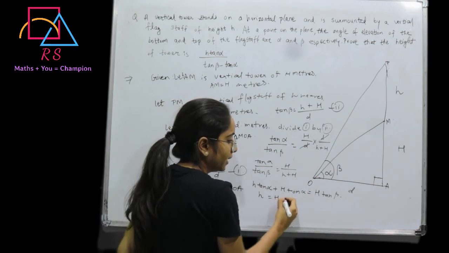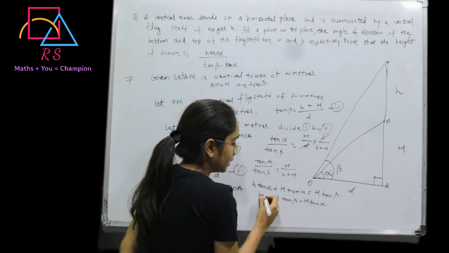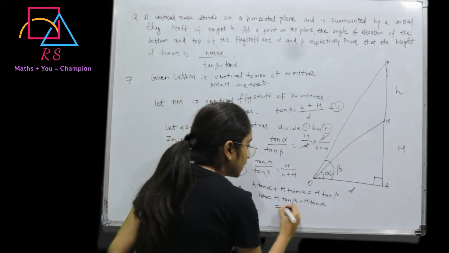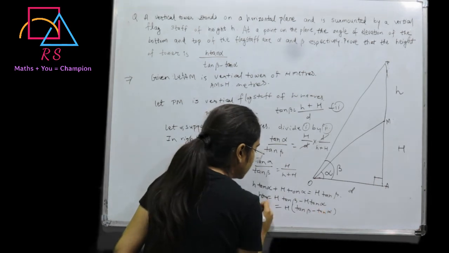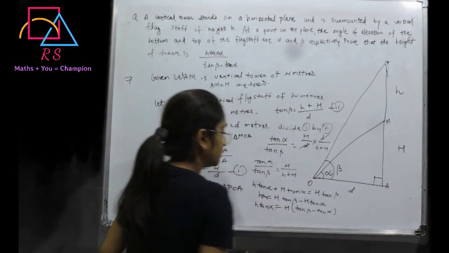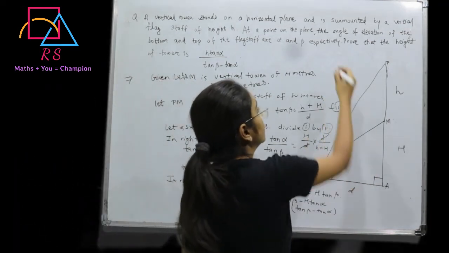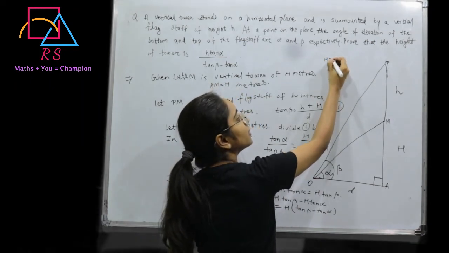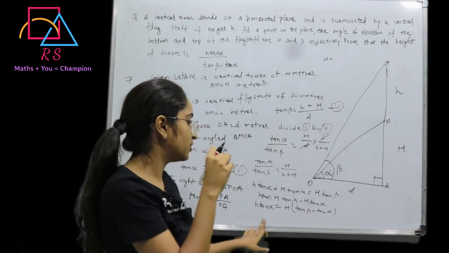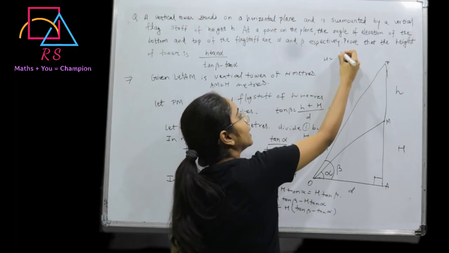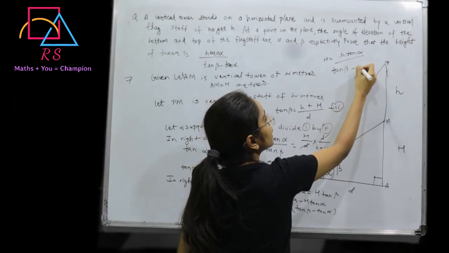Taking the capital H terms on the left hand side, H tan beta minus H tan alpha is equal to h tan alpha. So I can take capital H common: H times tan beta minus tan alpha is equal to h tan alpha. So I can get the value of capital H as h tan alpha upon tan beta minus tan alpha.